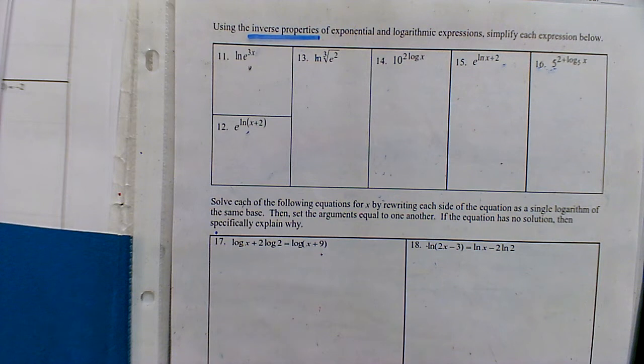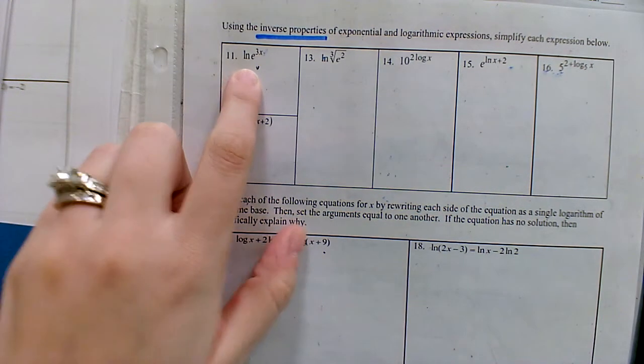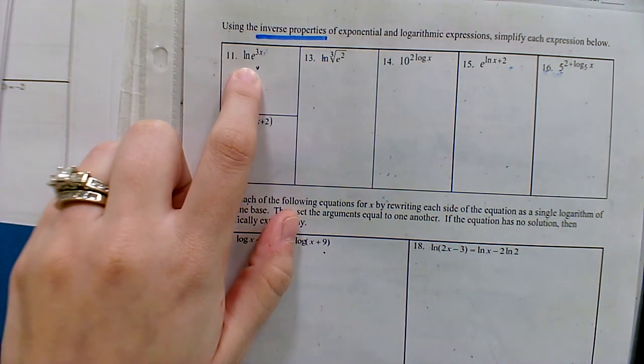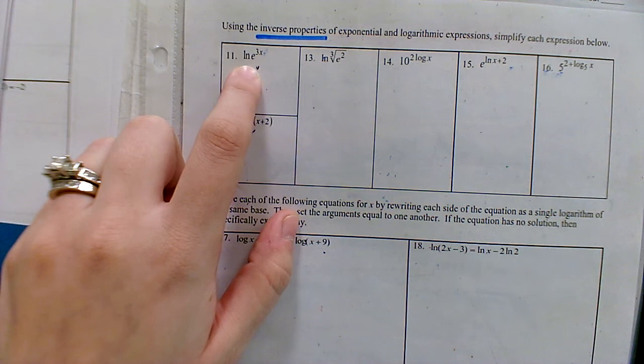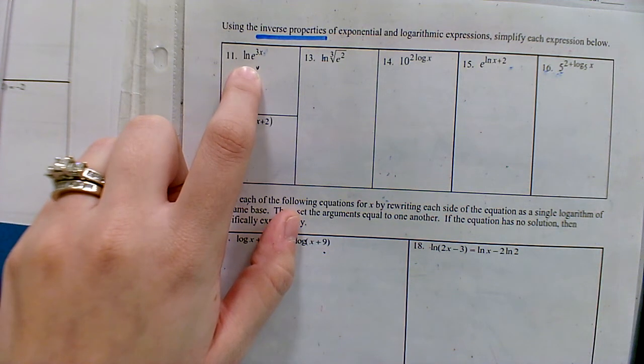So there were, I think, 2 properties we went over yesterday where we noticed how certain things canceled out and we were left with either a power or an argument, depending on what the case was. So if you were to take a look at number 11, can you tell me what you think would cancel out from that logarithmic expression?